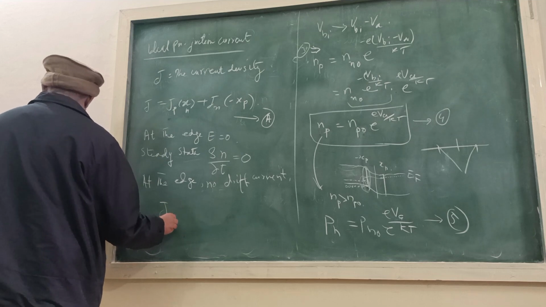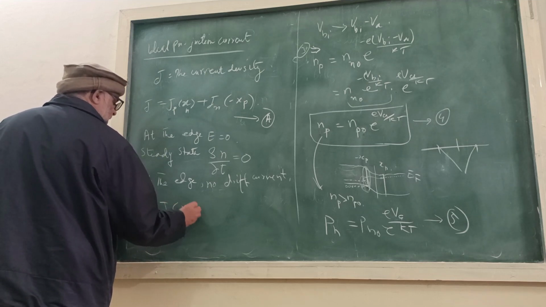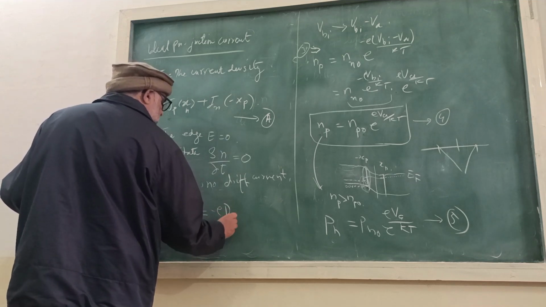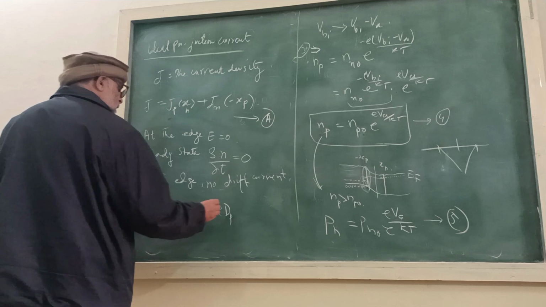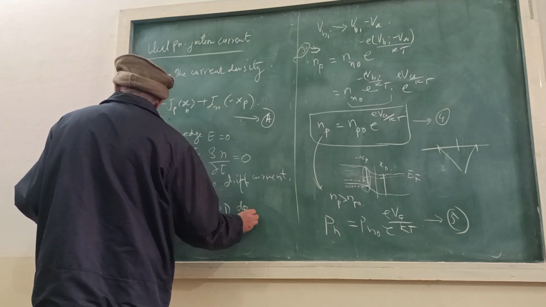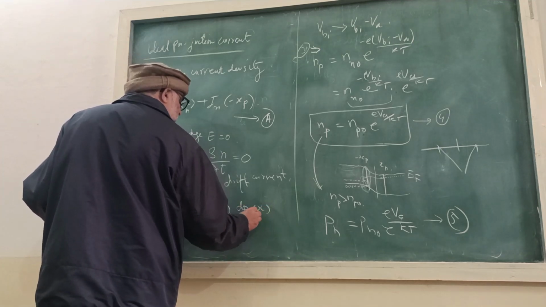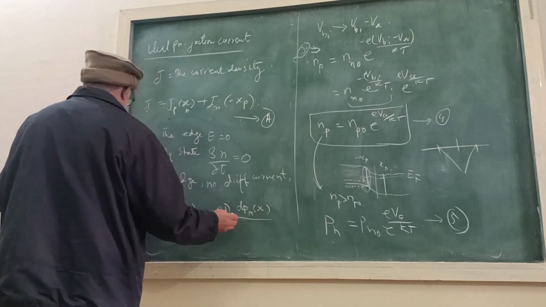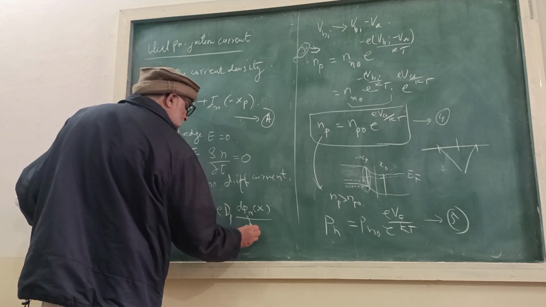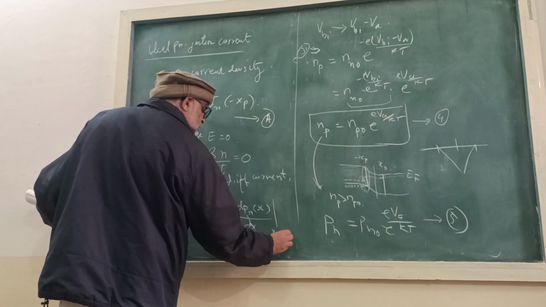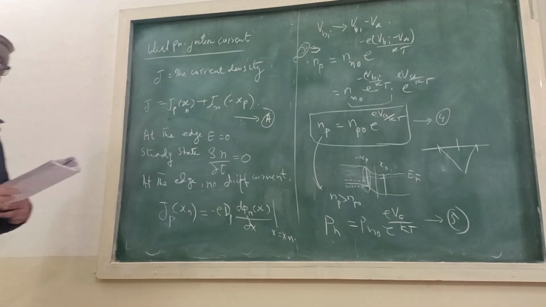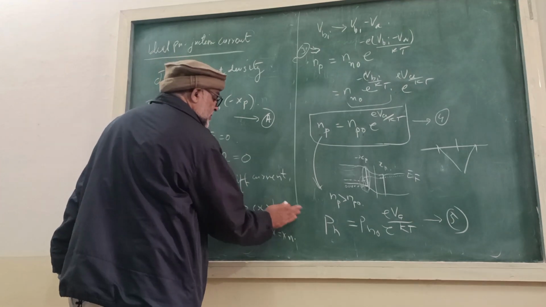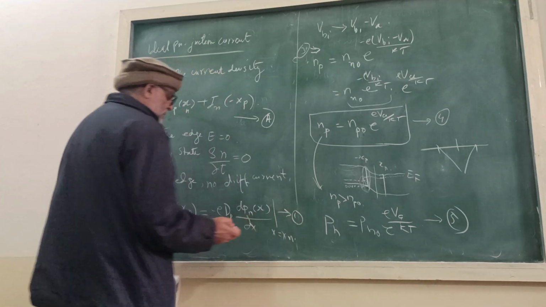Like for holes at xn, that will be equal to minus e, and D_p was the diffusion coefficient for holes, times dp_n, the holes on the n side, by dx, at x equal to xn. We are talking about the junction. Right?